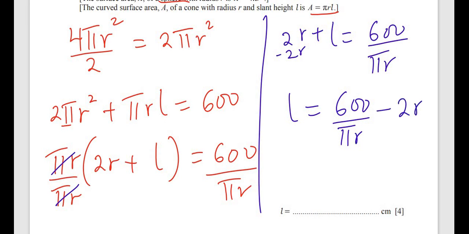So you just need to substitute the values of pi and r. When you work that out, 600 divided by pi r is equal to 30.80. We take away 2r, so 2 times the 6.2, that's 12.4. So when you work that out, it's going to be 18.4 centimeters. So that is the value of the slant height.